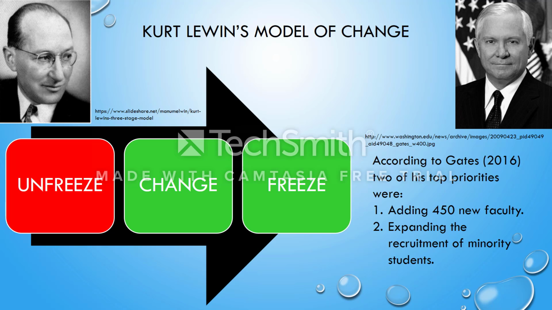Phase 1 is unfreeze. Gates said, tight or reduced budgets afford the reformer an important weapon for forcing change. Gates wielded a constrained budget with great effect when he set his priorities on creating an additional 450 new faculty positions and expanding the recruitment of minorities. He set out specific and focused goals for his team to work towards during the unfreeze phase of this process. Now we take a look at how Gates displayed the second part of Lewin's process, change.